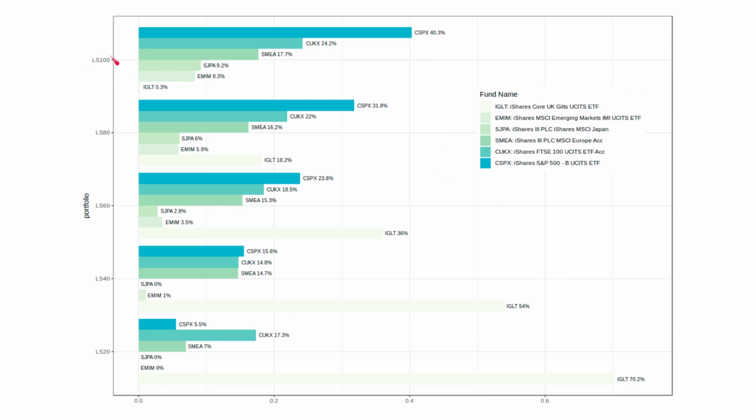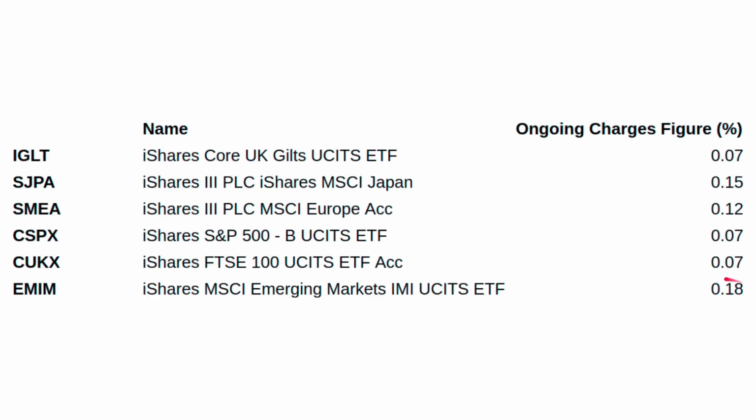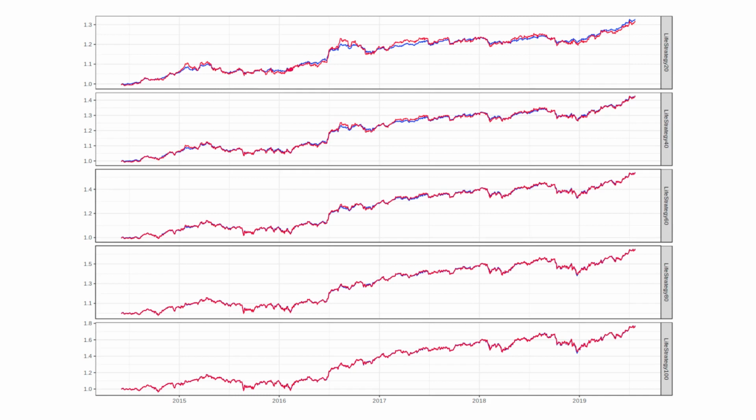So for the LifeStrategy 100 fund, you'd need about 40% of the iShares S&P 500 tracker CSPX, and about 24% of the UK FTSE 100 tracker, and so on. And as you dial down the risk, you dial up the amount of the bond fund, which in this case is just IGLT. Notice that some of these funds are a bit cheaper than the ones from Vanguard at 0.07% per year, and the tracking was also a bit more ropey, particularly for the LifeStrategy 20 fund, and that's probably because the portfolio doesn't contain a global bond fund.